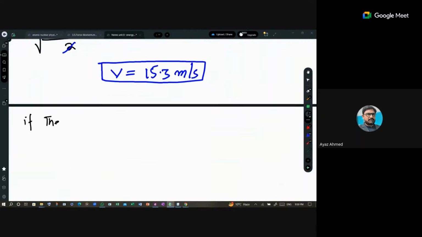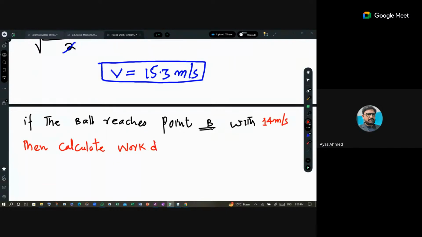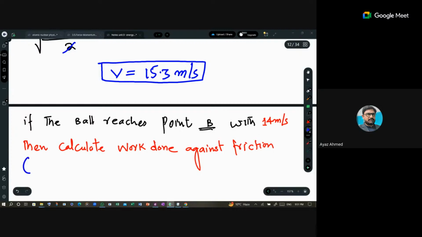But if I say the ball reaches point B with 14 meters per second, then calculate the work done against friction, or you can simply say the energy dissipated as heat.